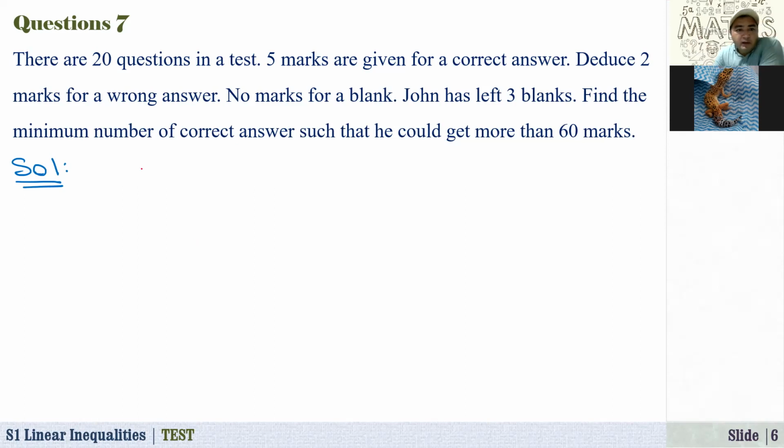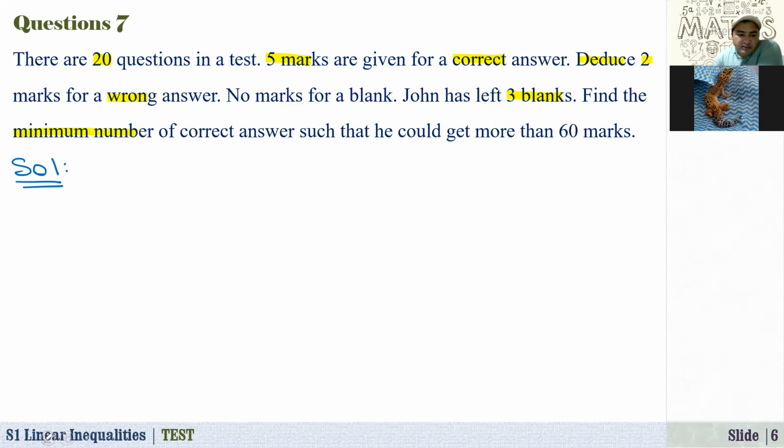Question 7. There are 20 questions in a test. We have 20 questions and 5 marks are given for a correct answer, and deduct 2 marks for a wrong answer and no marks for a blank. John has left 3 blanks. Find the minimum number of correct answers such that he could get more than 60 marks.